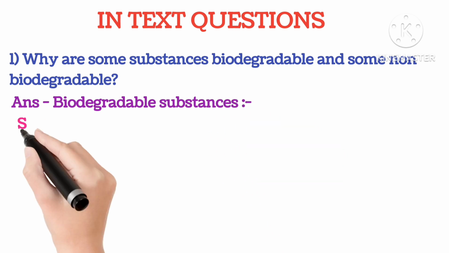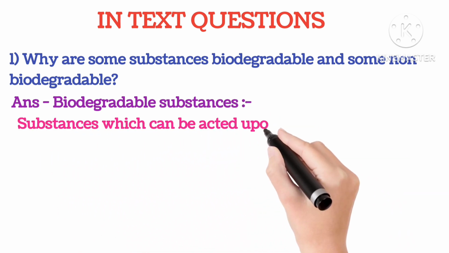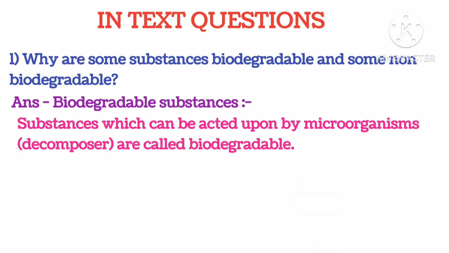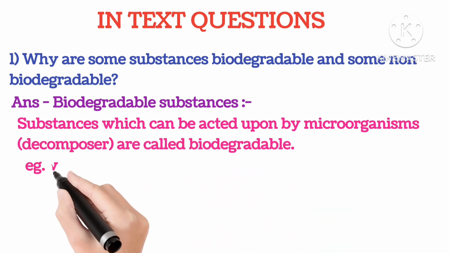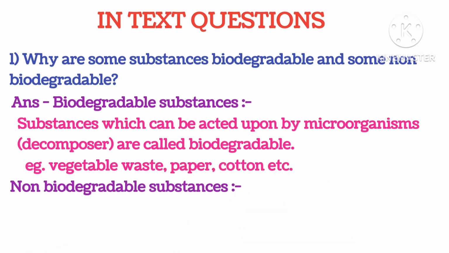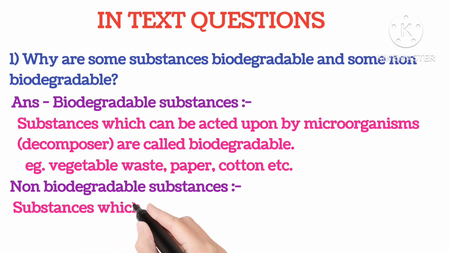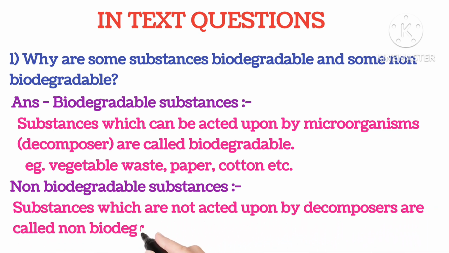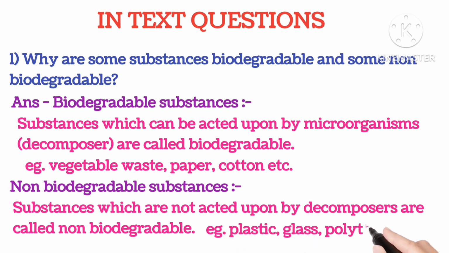Biodegradable substances are substances which can be acted upon by microorganisms or decomposers. Example: vegetable waste, paper, cotton, etc. Non-biodegradable substances are the substances which are not acted upon by decomposers. Example: plastic, glass, polythene, etc.